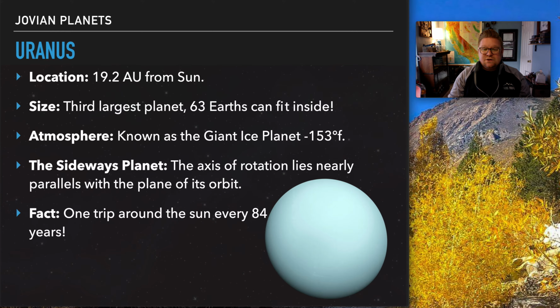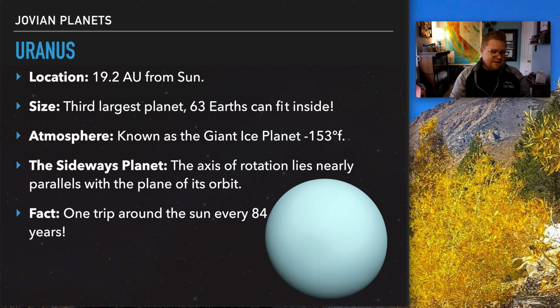Next planet is Uranus. Location 9.2 astronomical units from the Sun. It's the 3rd largest planet. About 63 Earths would fit inside that planet. It's known as the Great Ice Planet, which implies and also results in its very unique coloration of its very white-blue mix. It's about negative 153 degrees Fahrenheit.